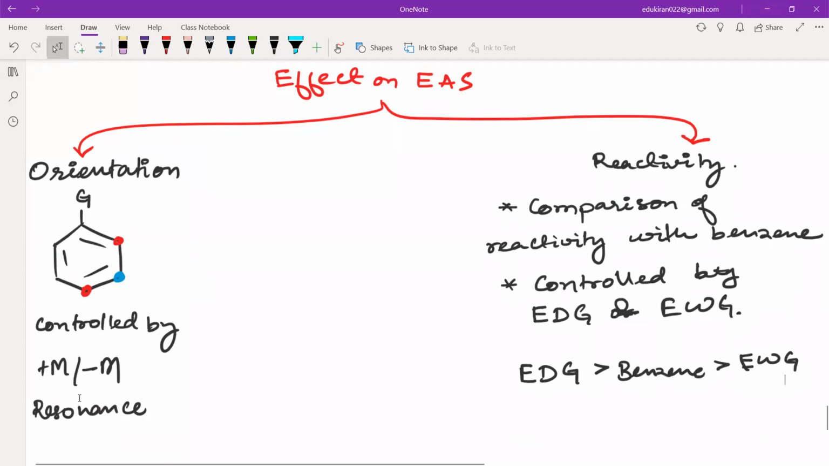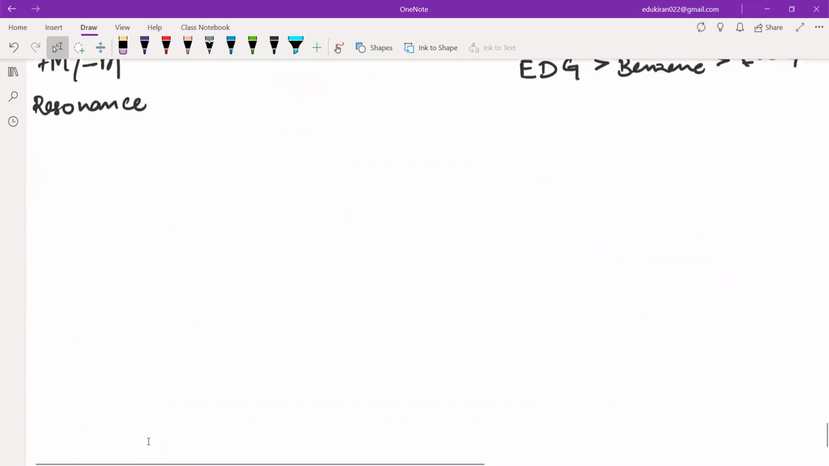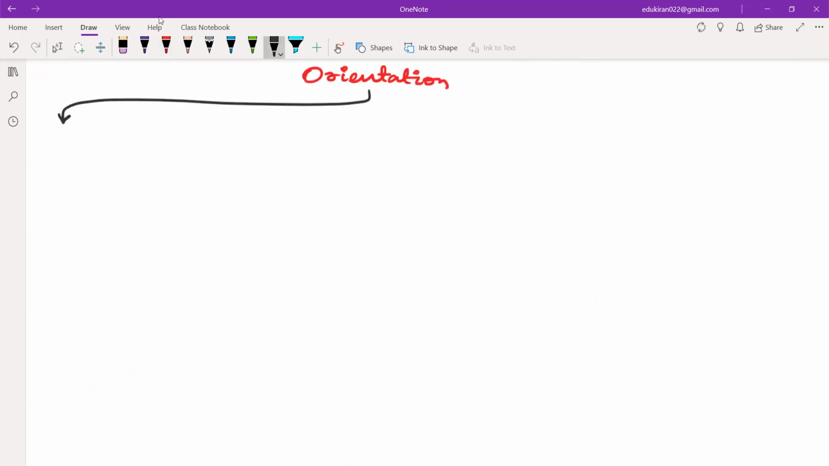Okay. Now we have seen with orientation. Like in orientation, we have either ortho para. Let me write it like this. Orientation. So when you are talking about orientation, then we can classify the groups into two types, plus M or minus M. So if it is plus M group, we can either have a plus M group or we can have a minus M group.